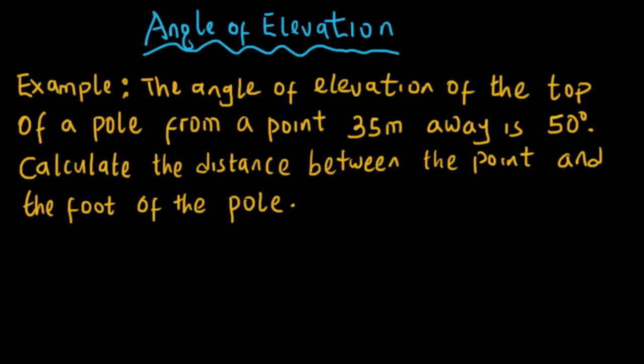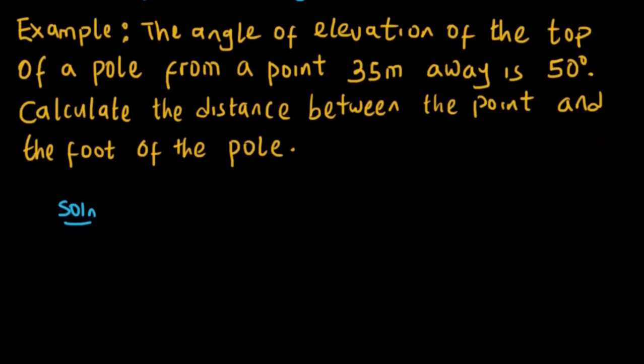In this video, I want to cover an aspect of angle of elevation I did not cover in the last videos. To be able to explain it, I need to take an example. So we have this example. The angle of elevation of the top of a pole from a point 35 meters away is 50 degrees. Calculate the distance between the point and the foot of the pole.